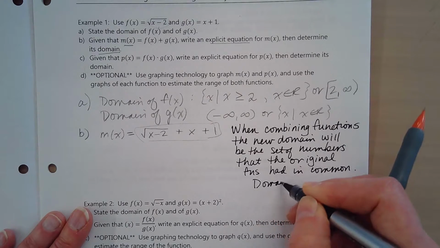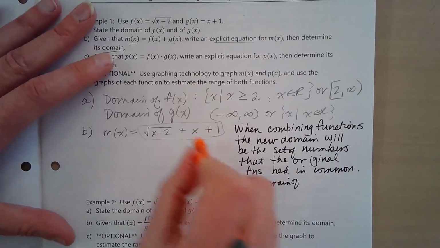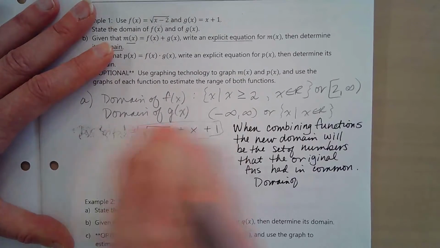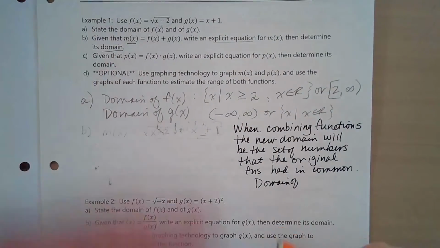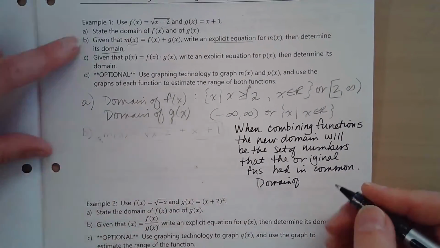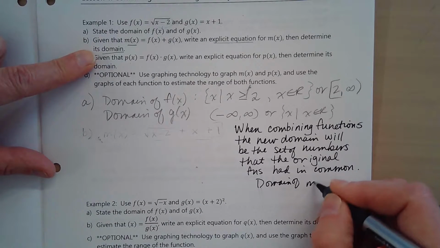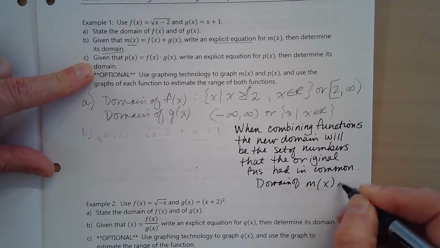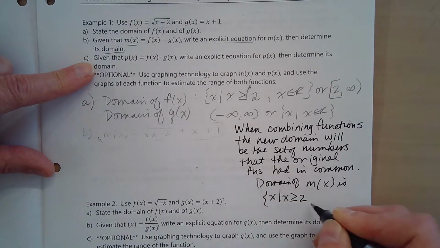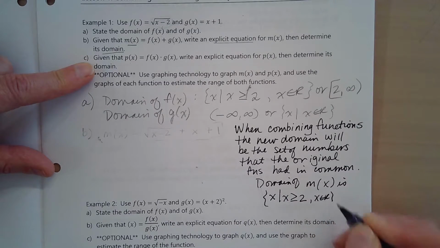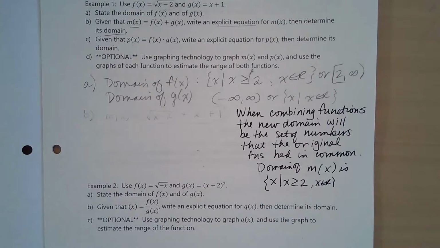domain of, probably erase this because I'm kind of running into my next question. So as Eduardo said, the domain of, what was it? Yeah, m of x is x greater than or equal to 2, right? Or 2 infinity. Now the reason is, if you think about it, it's always going to be the smallest domain, right? It's usually what they have in common.